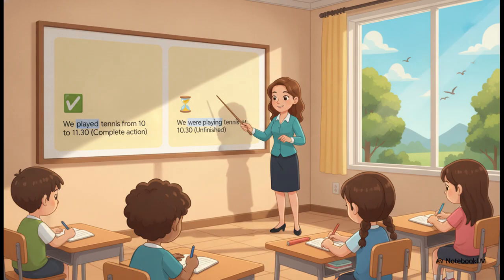On one side, we have the past simple. We played tennis from 10 to 11:30. That is a fully completed action, beginning to end, done deal. But on the other side, we have the past continuous. We were playing tennis at 10:30. That's an unfinished action at a very specific timestamp.